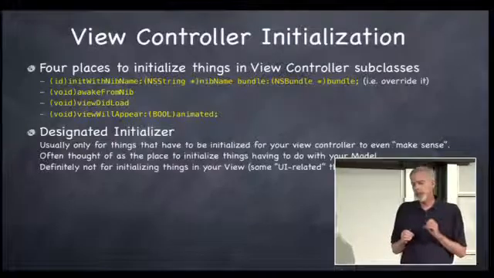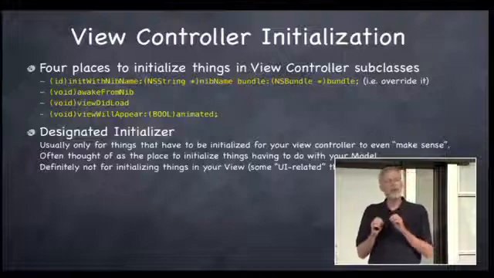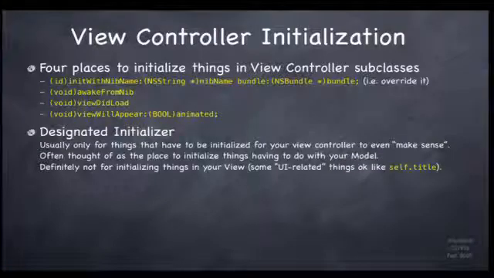So the designated initializer, usually you're only going to put things in your designated initializer that have to be initialized for your class to even make sense. In other words, if you don't put them in there, then your class is going to be in some nonsensical state. And there's very few things that are that way. In good class design, you try and make it so that your class works. Maybe it doesn't do everything it's supposed to do, but it doesn't fail and be in some wacky state when you don't initialize. But that's really the number one thing that goes in your initializer, things that have to be initialized for your view controller to even make sense.